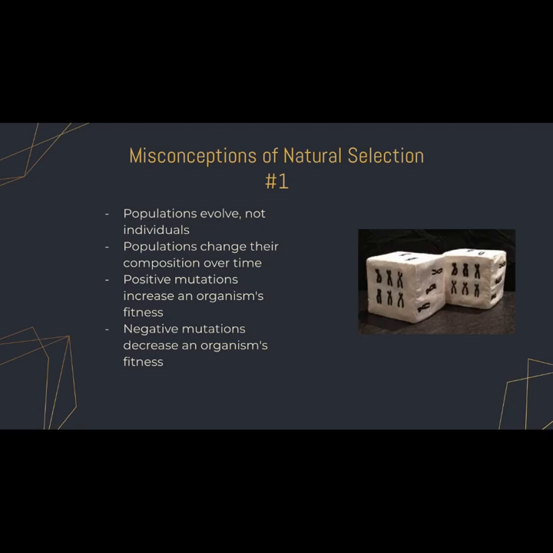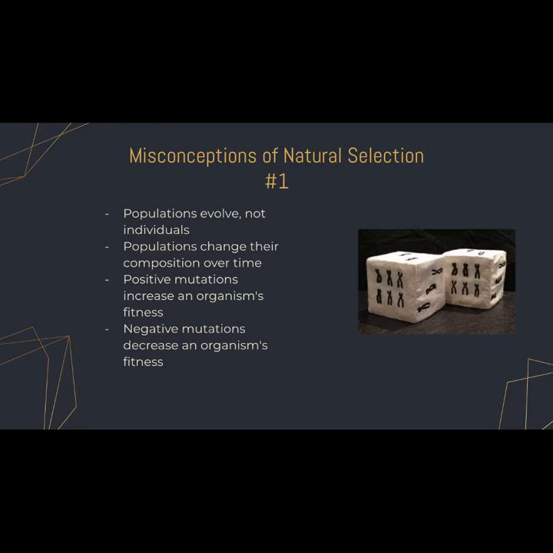A misconception that arises when studying the topic of natural selection is that individuals evolve. Individuals cannot evolve, populations do. Individual organisms have set genes. They cannot swap them out for one or more favorable ones. Populations, however, can change their composition over time. If a gene gives an organism an advantage, the likelihood that the genes will pass on to the rest of the population will increase exponentially.